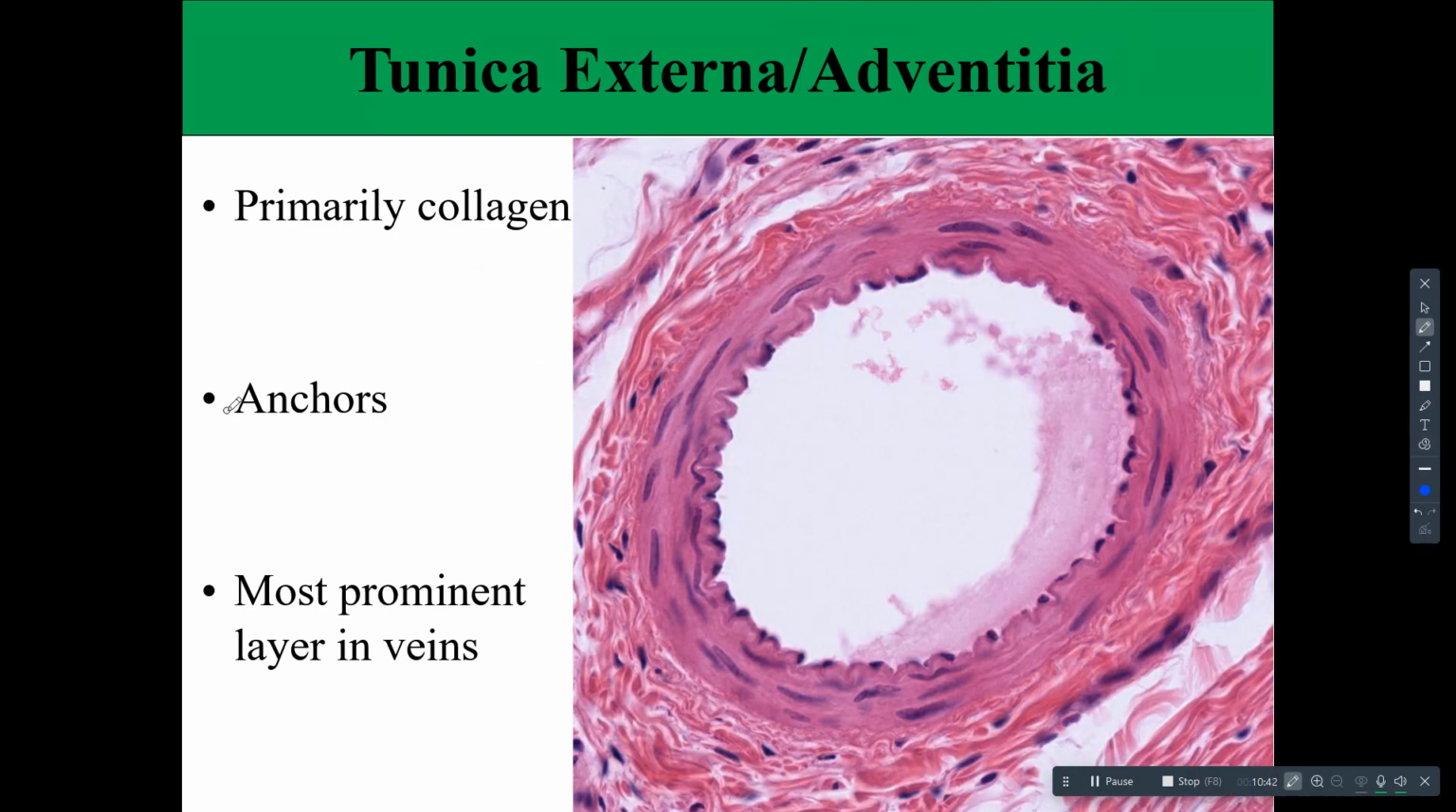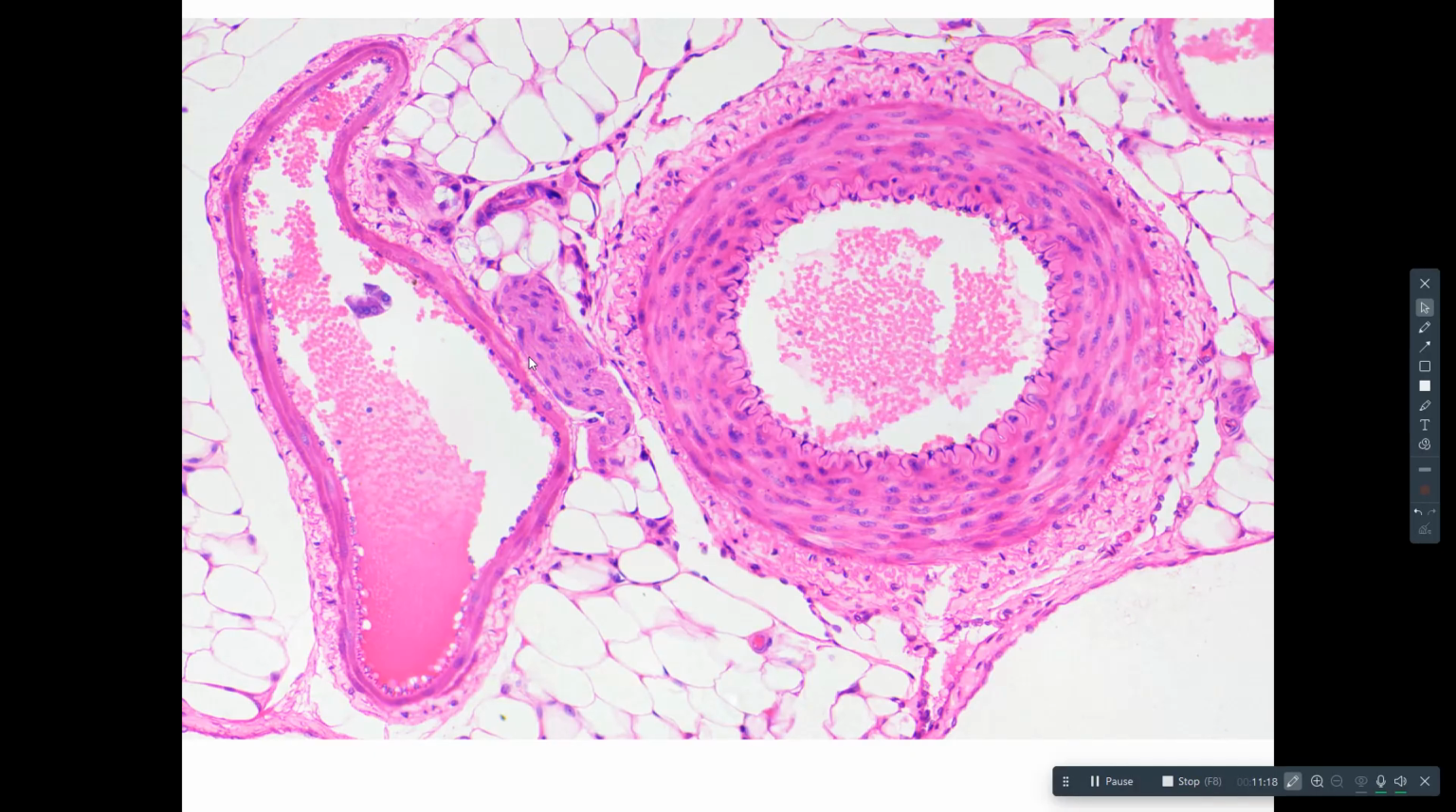The adventitia anchors. Now, veins generally have a big adventitia, mostly because veins have a small interna. The interna is always small, so a small interna and a small media. So by default then the adventitia or externa is the biggest. Anyhow, this is our anchoring layer. Anchors a blood vessel to surrounding tissues, other blood vessels, nerves, organs, whatever we got. So those are my three basic layers.